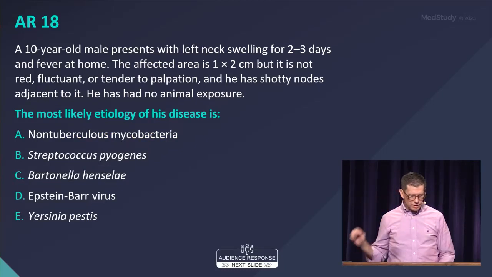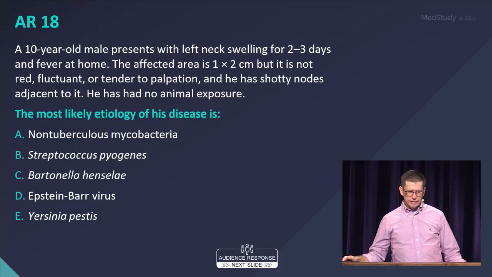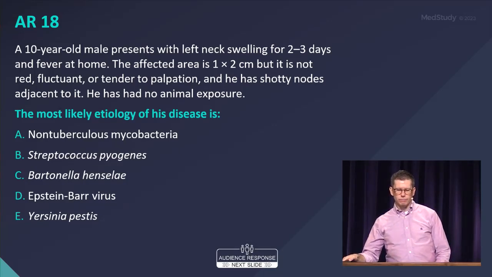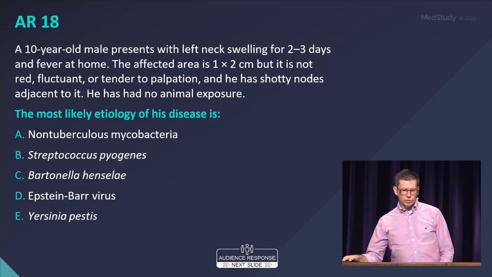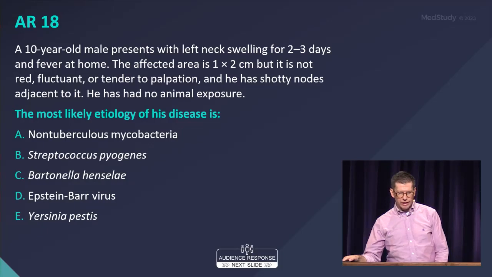So question 18, a 10-year-old male presents with left neck swelling for 2 to 3 days and fever at home. The affected area is 1 to 2 centimeters, but it is not red, fluctuant, or tender to palpation, and he has shotty nodes adjacent to it. He has no animal exposure. The most likely etiology of his disease is A, nontuberculous mycobacterium, B, strep pyogenes, C, Bartonella henselae, D, Epstein-Barr virus, or E, Yersinia pestis.